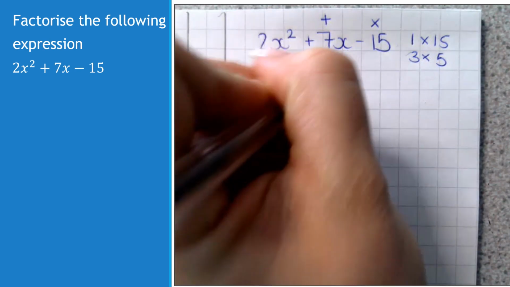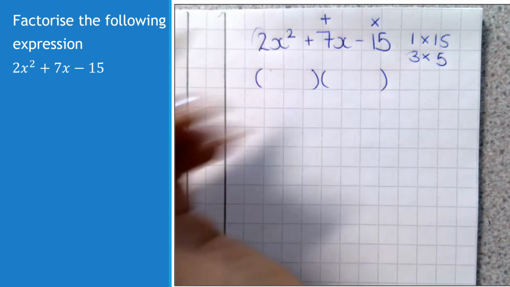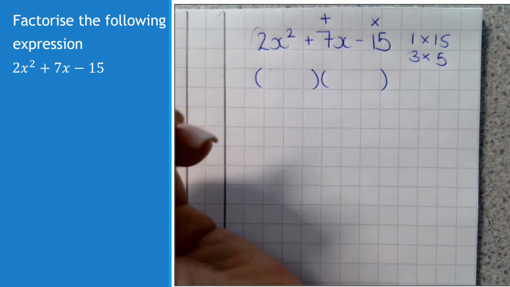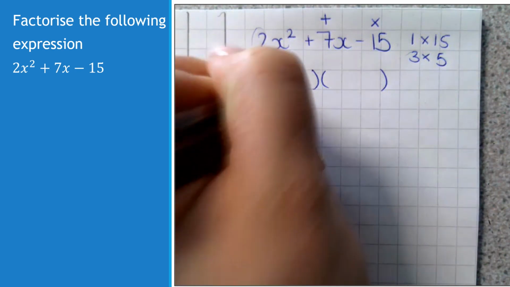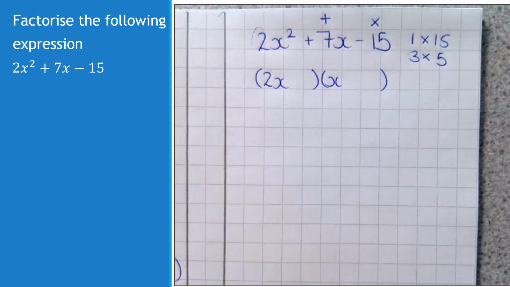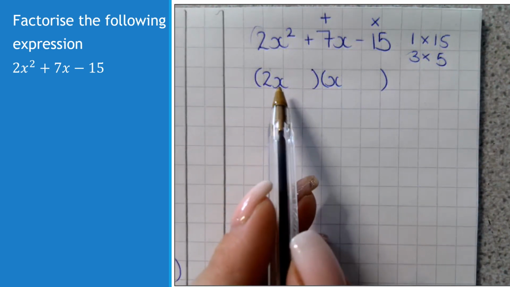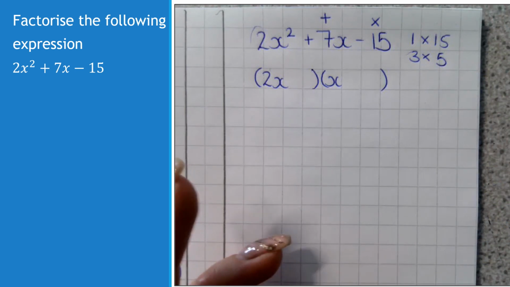So when you open up your brackets, you're not just going to write x and x, you need to think about what you can multiply to get your coefficient of x squared. So in this case, that's going to be 2. The only way that we can multiply to get 2 is by 2 and 1. So we're going to have 2x in this bracket and then x in this bracket. Obviously, again, it doesn't matter what order your brackets are in. It's usually easier to put your largest coefficient on this side, but it generally doesn't really matter.